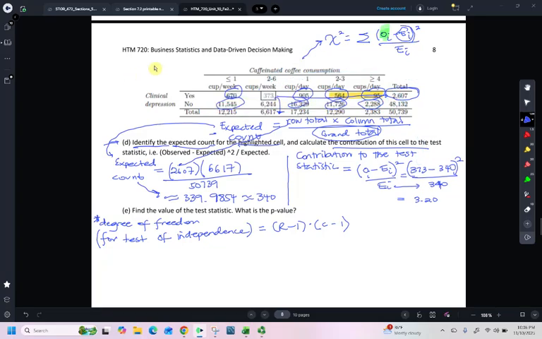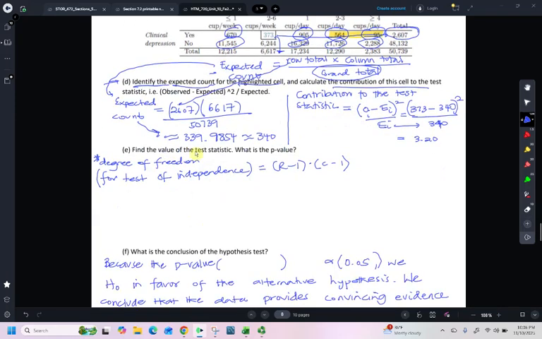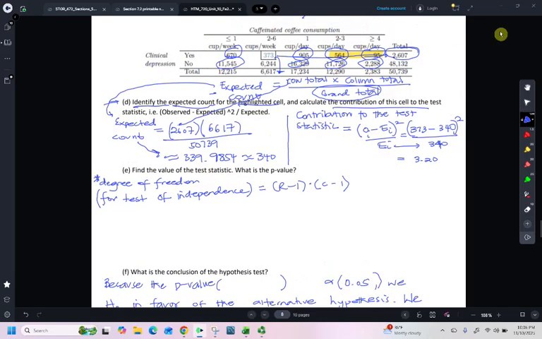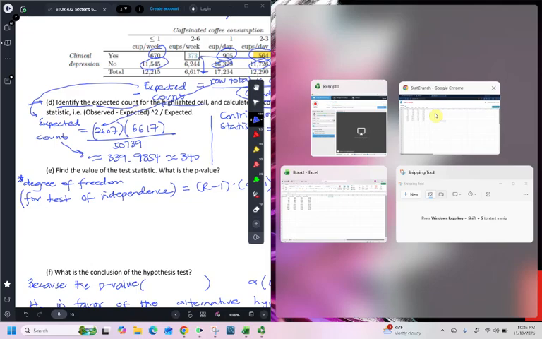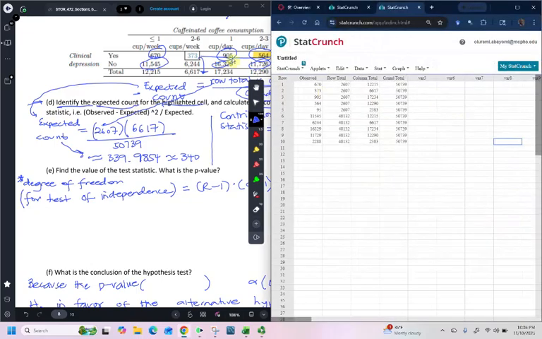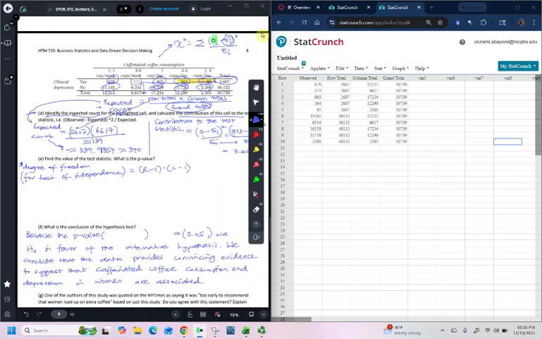So how do we do that? Well, that takes us to question E, where we'd like to find the value of the test statistic. I have taken the data set here, and I have it in StatCrunch right here. So let's zoom in here a little bit.